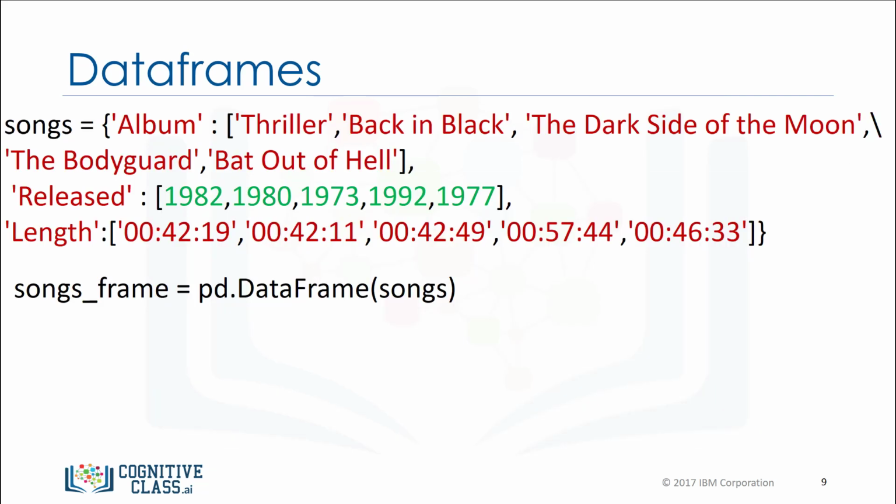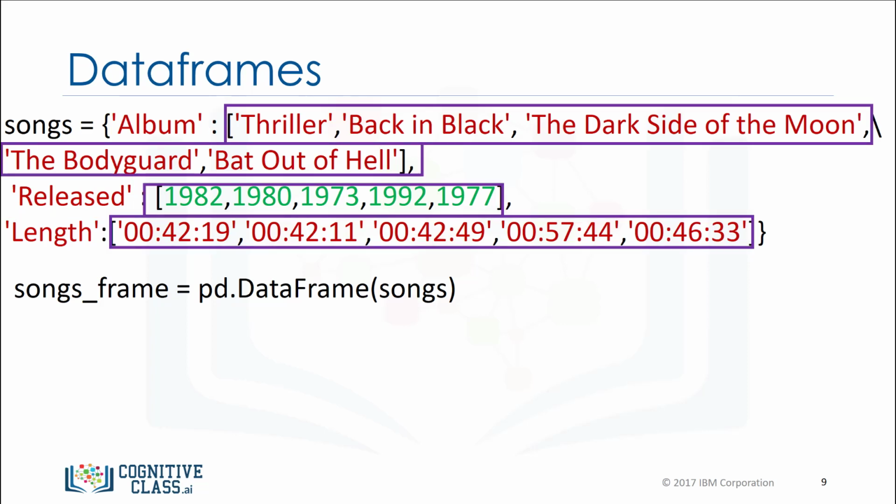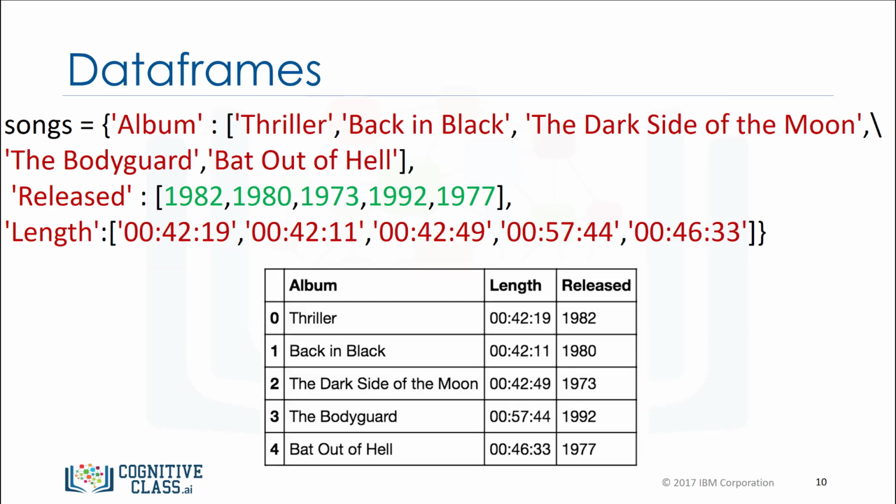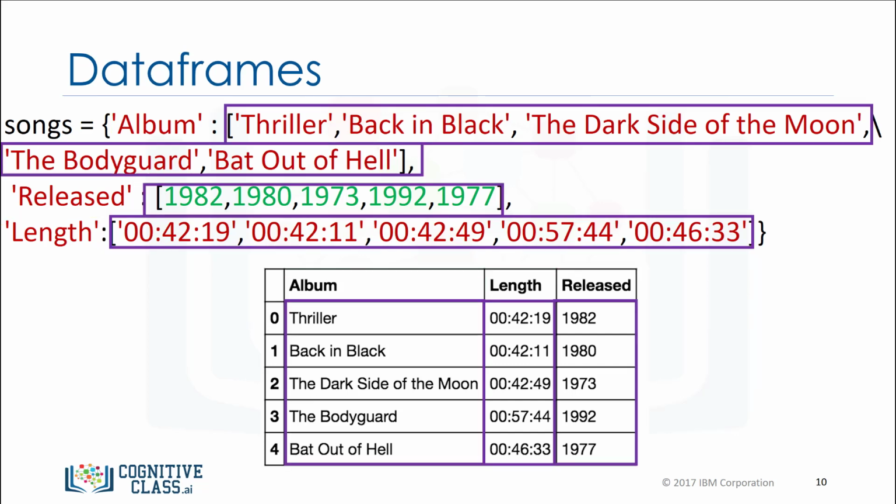We can create a data frame out of a dictionary. The keys correspond to the column labels. The values are lists corresponding to the rows. We then cast the dictionary to a data frame using the function DataFrame. We can see the direct correspondence between the table. The keys correspond to the table headers. The values are lists corresponding to the rows.